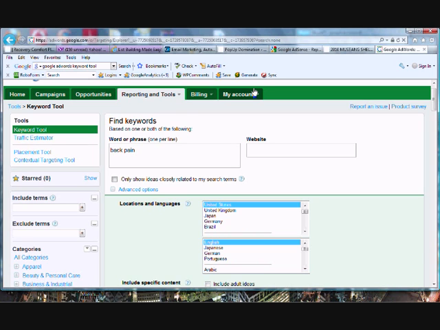Right, I'll get started. As you can see here on the screen, I've got Google AdWords keyword tool, which no doubt you'll be familiar with. I think this is what we all started out with when we first got involved in internet marketing, or SEO, whatever you want to call it.